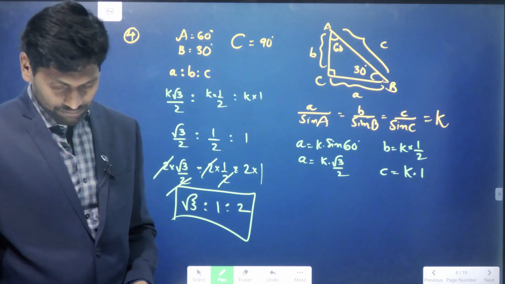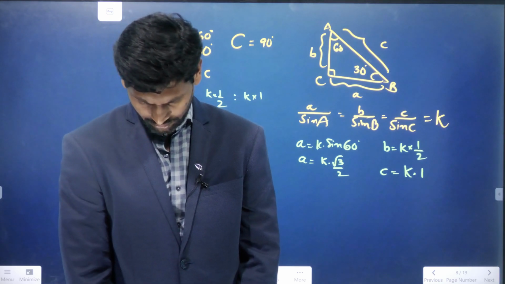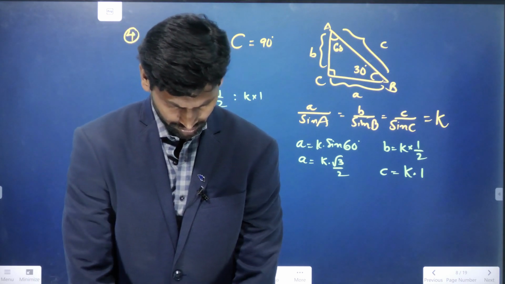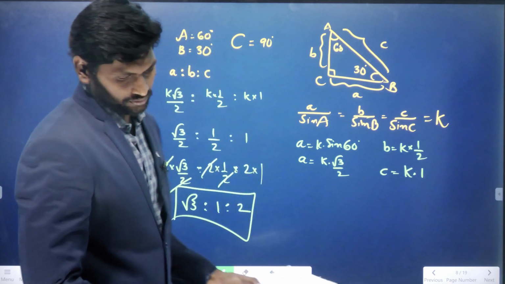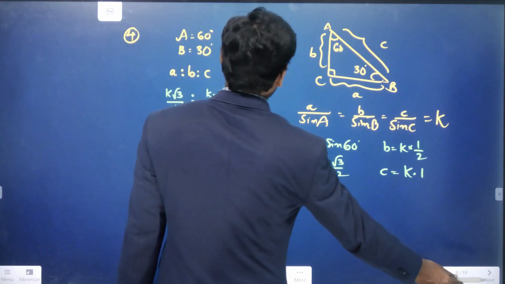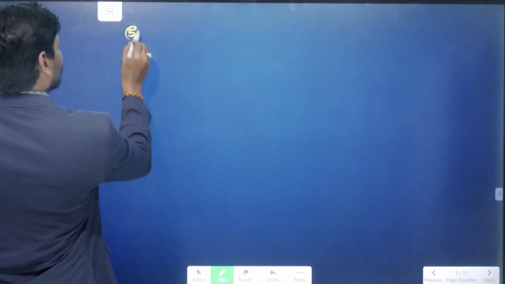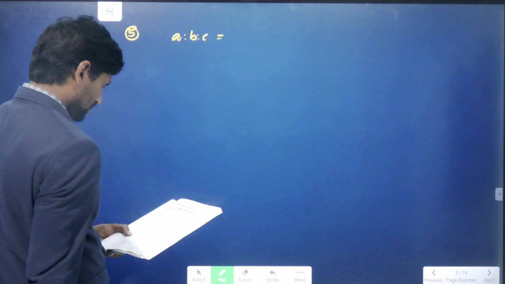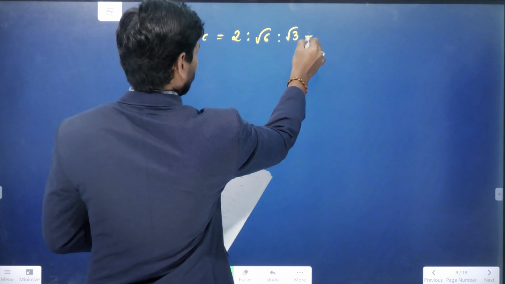Let us go to the next problem. Problem number 5. The fifth question is given in the same way: the ratio a is to b is to c is given as 2 is to root 6 is to root 3 plus 1.